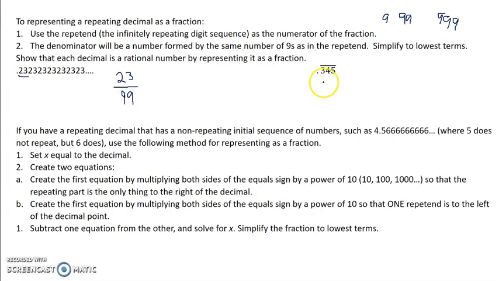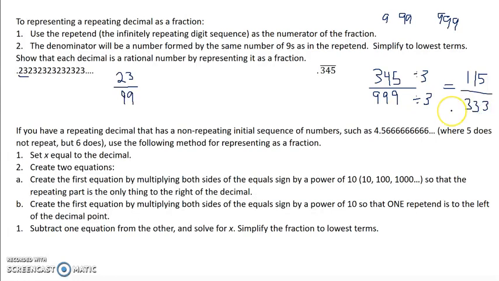So what about 0.345 with a bar over top of it? So 345 is the repetend. It has 3 digits in it. So I'm going to write it over 999. And 345 over 999, those two numbers have a common factor of 3. So if I divide both by 3, I'm going to get 115 over 333. And I don't think you can reduce that. I think that's it.